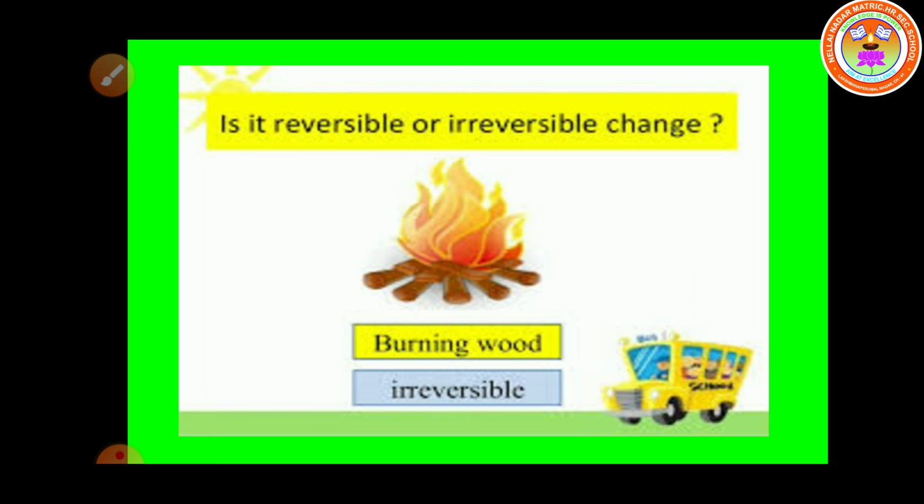Next, burning wood. Is it a reversible or irreversible change? Irreversible change. Why is it called an irreversible change? Because once we burn wood, we get only ash. We cannot get the wood from the ash again. So the starting material is wood. After burning wood, we get only ash. So this is an irreversible change.